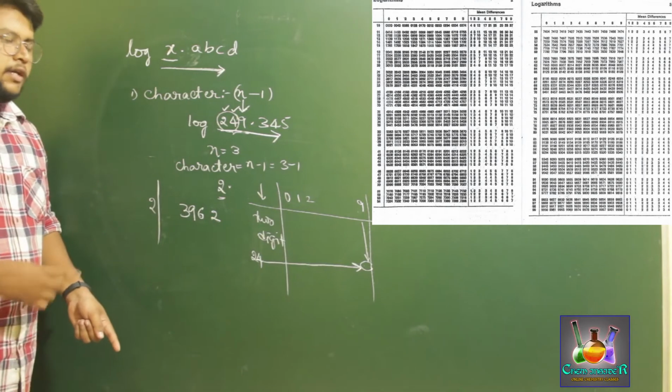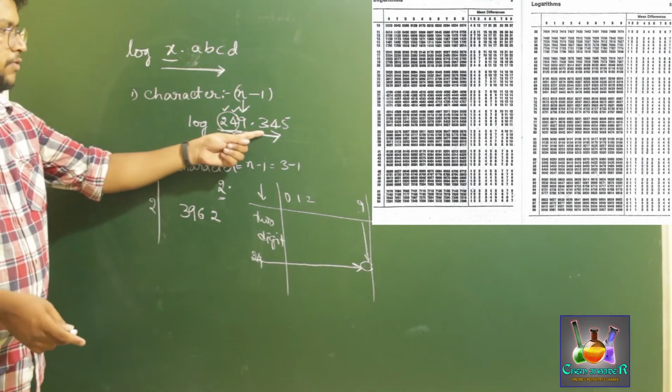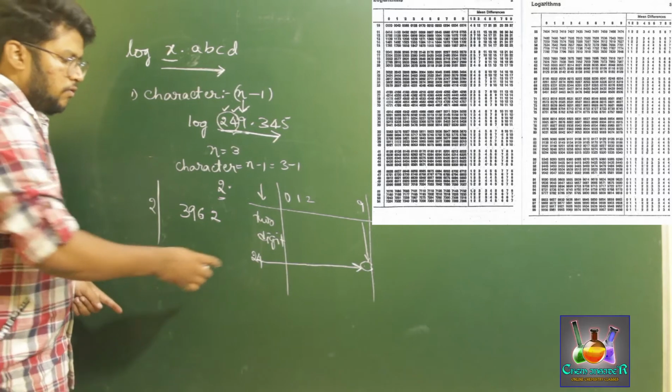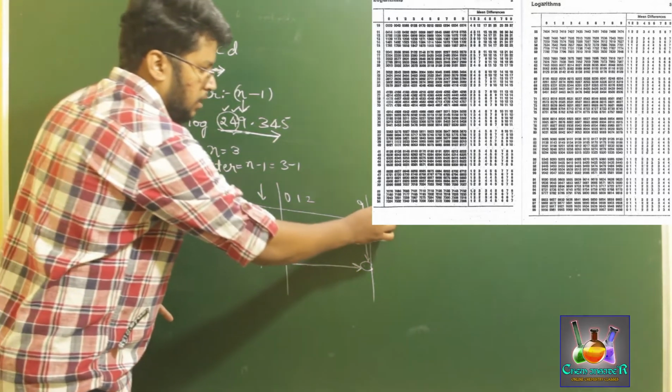Next we need to find the mean difference. Remember, we have a fourth digit, 3. So we need to find the value of 24 under the mean difference column of 3.